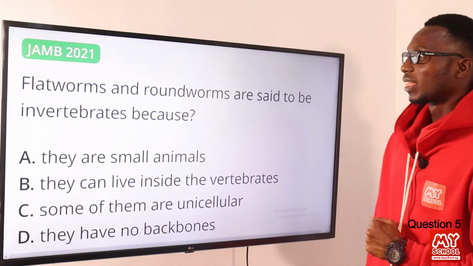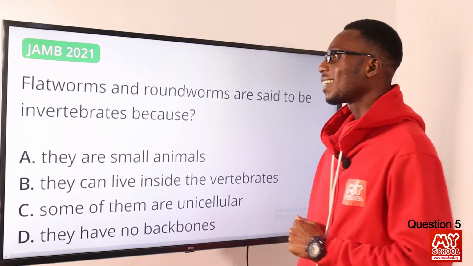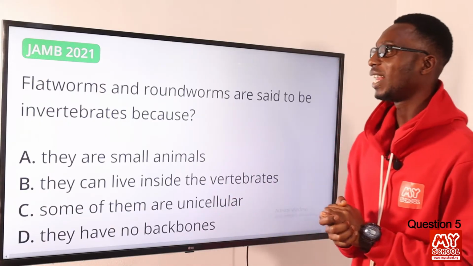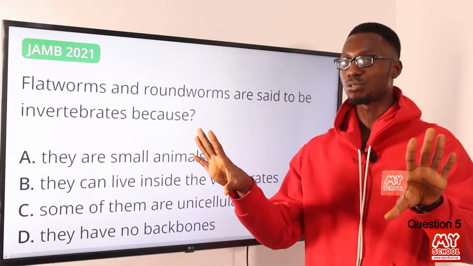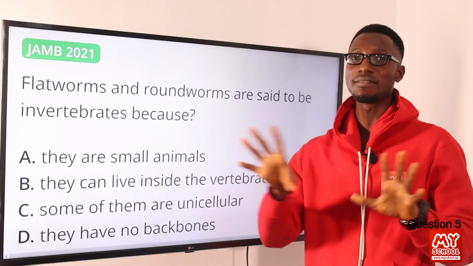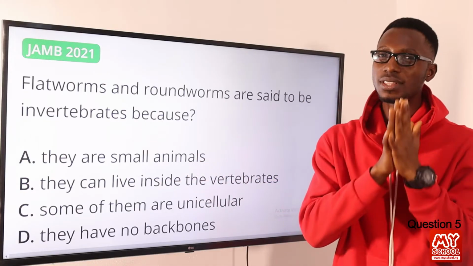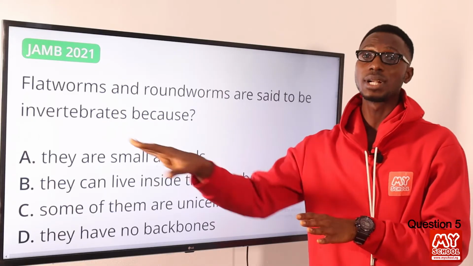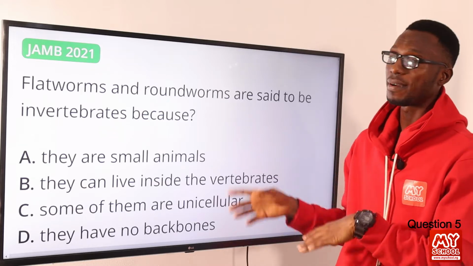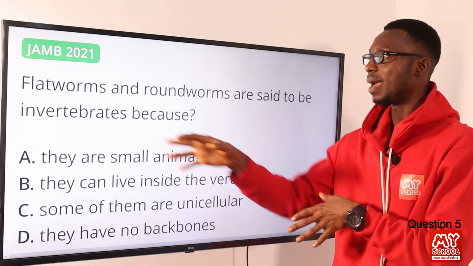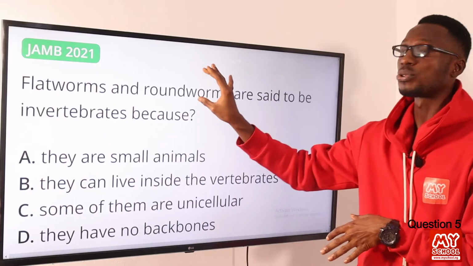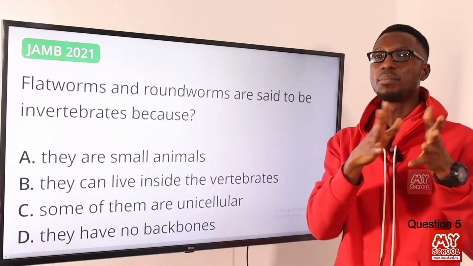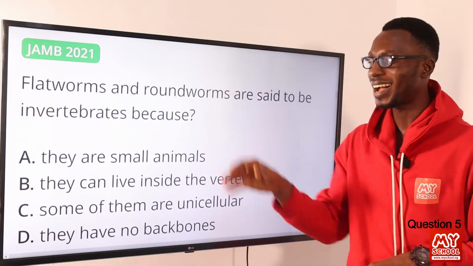5. Flatworms and roundworms are said to be invertebrates because, okay, when I come to kingdom Animalia, I know I can actually do 2 groups, right? The vertebrates and the invertebrates. Invertebrates have no backbone. So we have several phyla when it comes to the invertebrates. We have the phyla of Porifera, we have the Platyhelminthes, right? We have the Nematoda, nematodes. We have the Mollusca, right? We have the Arthropoda and the likes.